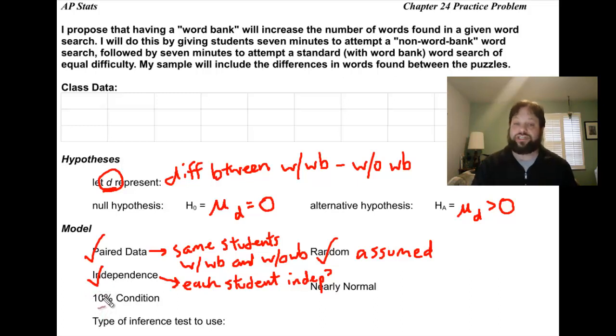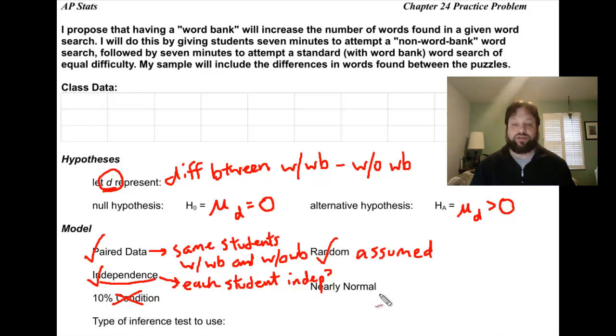The 10% condition is very important when we're looking at studies. But since this is an experiment, we don't really need the 10% condition. And furthermore, since we've already shown that each student is independent of each other, we don't really need the 10% condition. We can let that one go. Sometimes we need it, sometimes we don't.